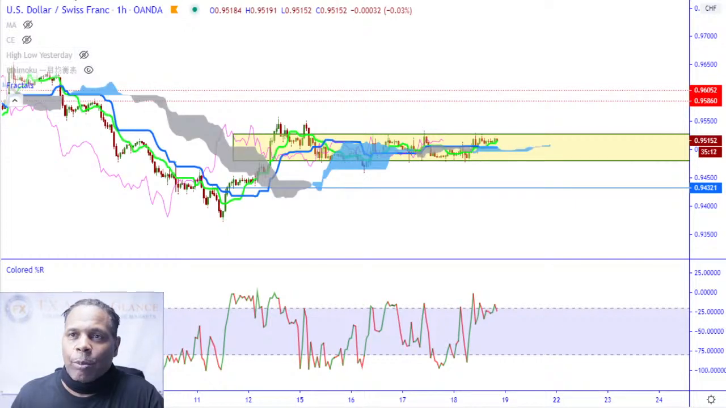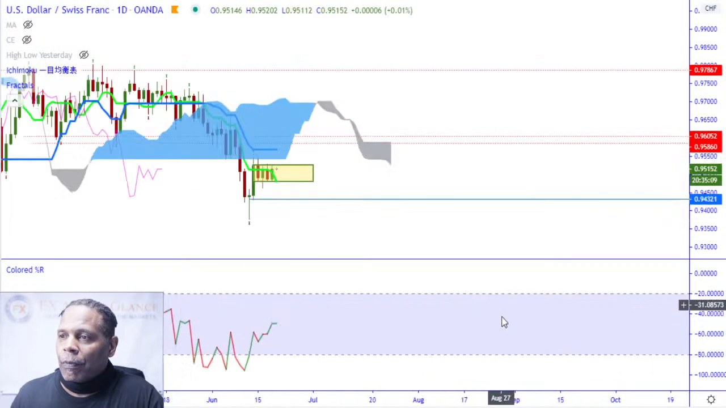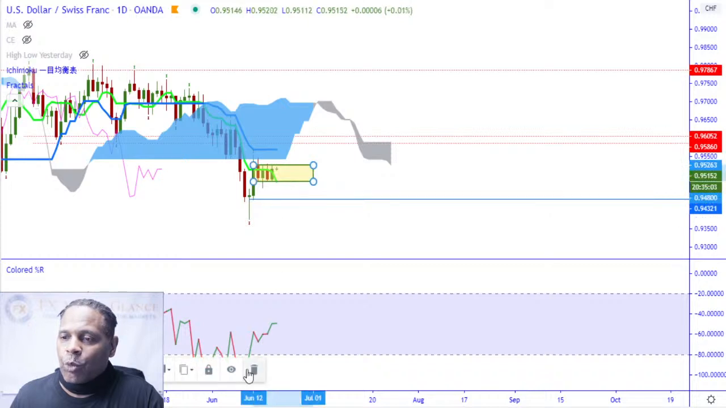Let me put Ichimoku back. Let's go back to the daily. And you're inside your TK zone. You have angulation on Tenkan-sen, which is weird. All right, because why should you say it's weird? Because the market's not going that way. All right, so we want to see Kijun-sen start angling to the downside.